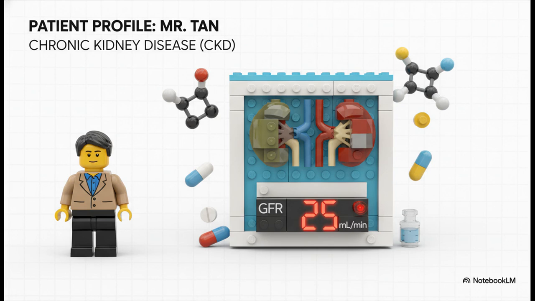This is Mr. Tan. He has chronic kidney disease, and his GFR is 25. Now, that number, 25 milliliters per minute, that is the most important piece of information on this slide. Seriously, in renal medicine, the GFR changes everything. It should be the very first thing you calculate for every single patient, every single time. It tells you the kidneys just aren't clearing things, like drugs, the way they're supposed to.